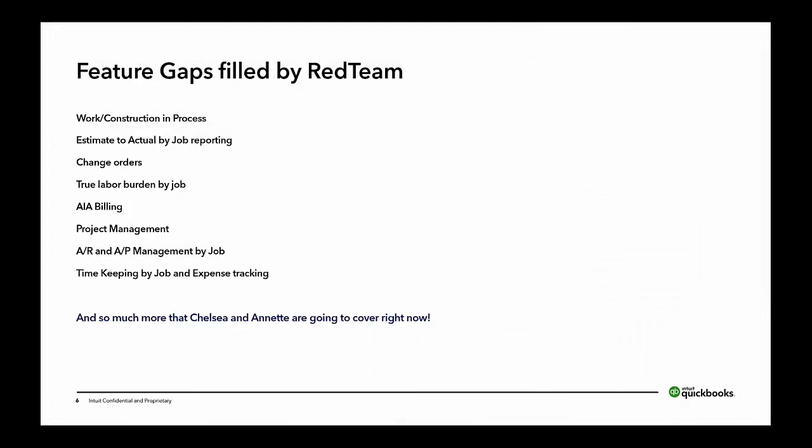But this is really what I'm excited about today and what we're here for, right? Enough about what I'm sharing about me. The feature gaps filled by RedTeam, and this is just scratching the surface of the list, for construction and process: we have no WIP reel reporting in QBO, estimate to actual reporting, change orders, true labor burden by job tracking, AIA billing, project management. They even handle the AR and AP management by job or for a job, as well as timekeeping by job and expense tracking. And there's just so much more.